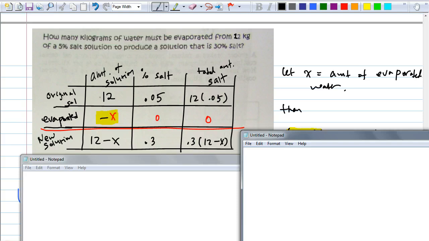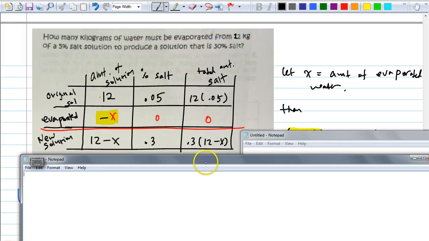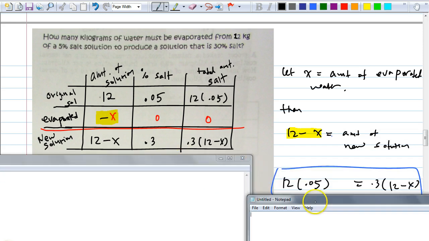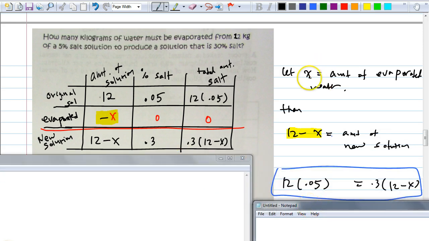Now, the important question is, what is going to be our equation? Kyle, can you give me the equation? 12 times 0.05 equals 0.3 times parentheses 12 minus X. You're right. Kyle, how did you get that equation? By the way, I wrote down if X is the amount evaporated, 12 minus X is how much you have at the end, right? Anyway, go ahead. How did you come up with it?